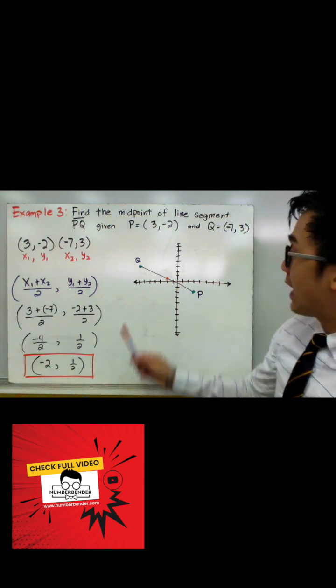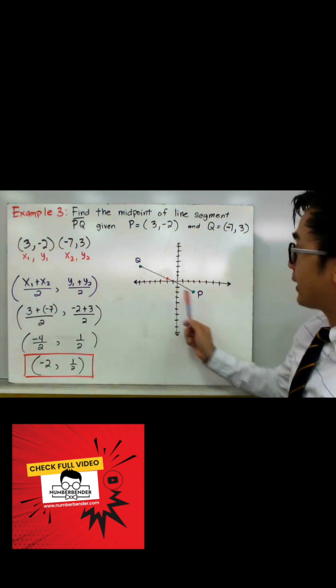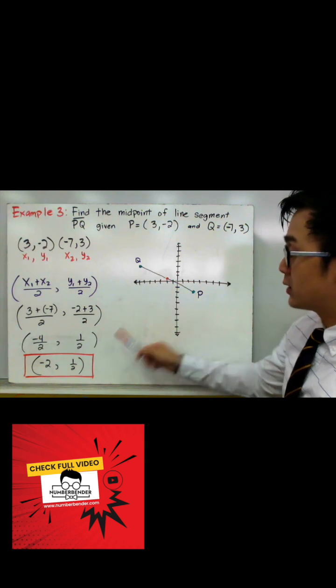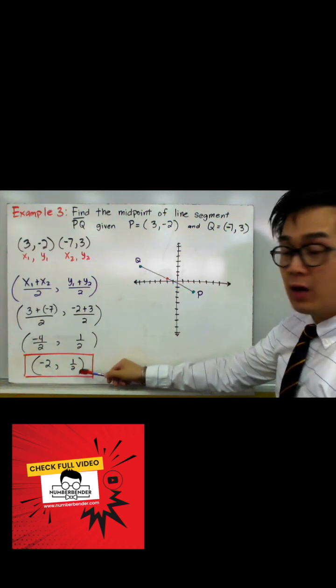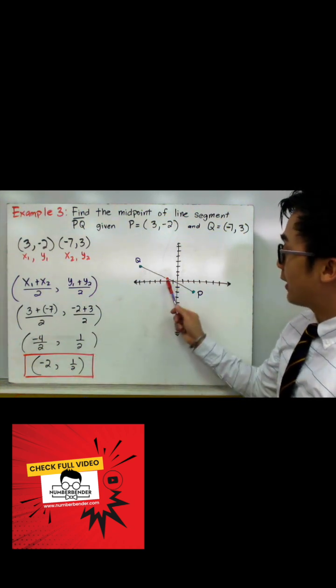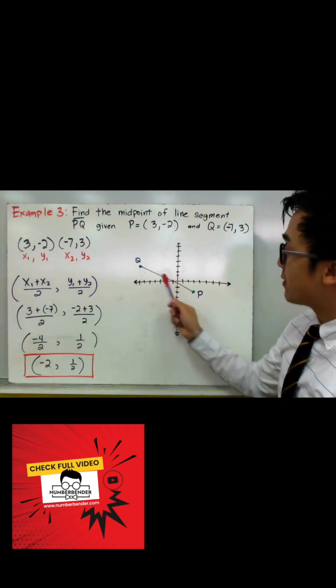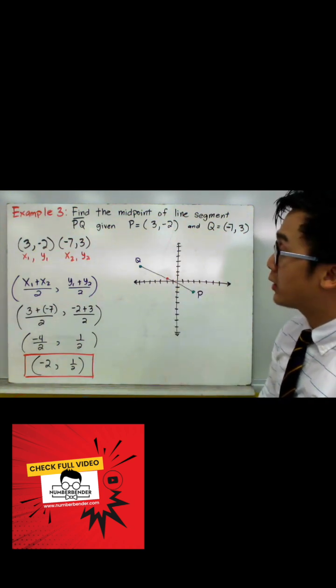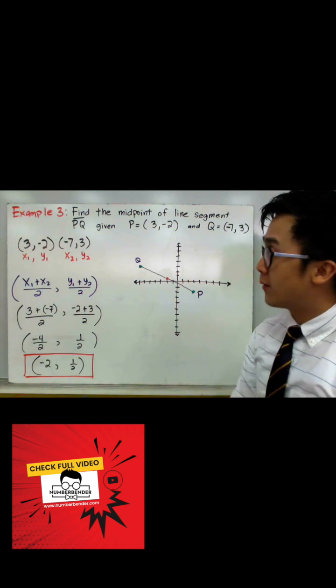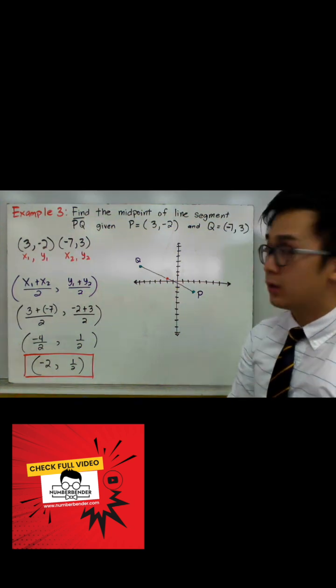So if we're going to graph our points, point P and point Q, the midpoint, which is given by (-2, 1/2) from our formula, is right here in this line segment along quadrant 2. And that is how we use the midpoint formula in finding the midpoint of a given line segment.